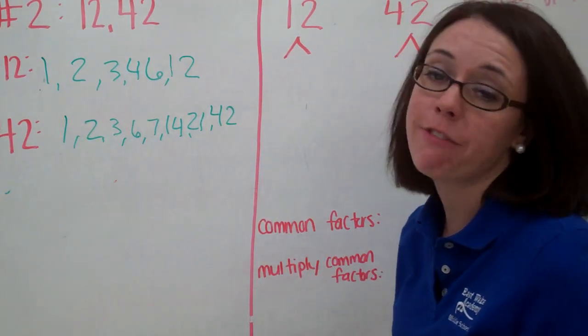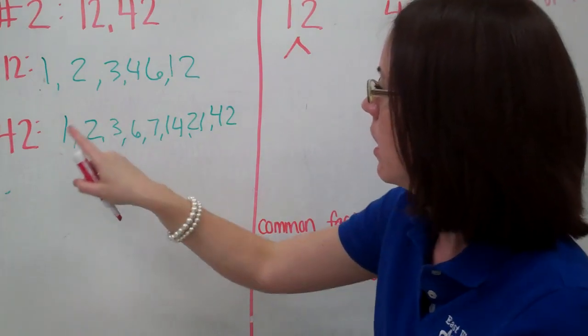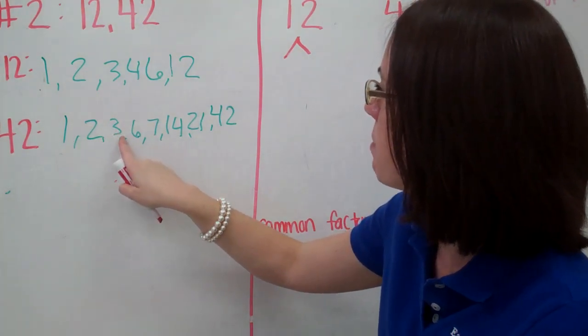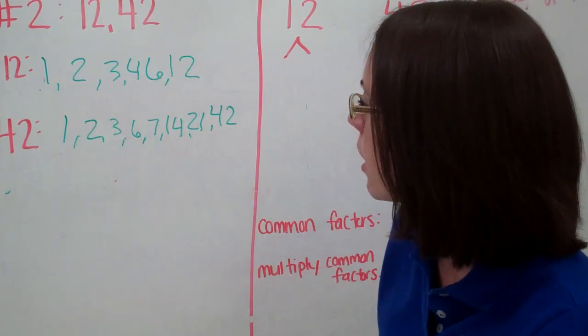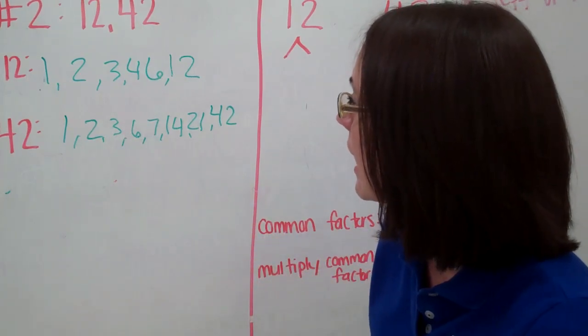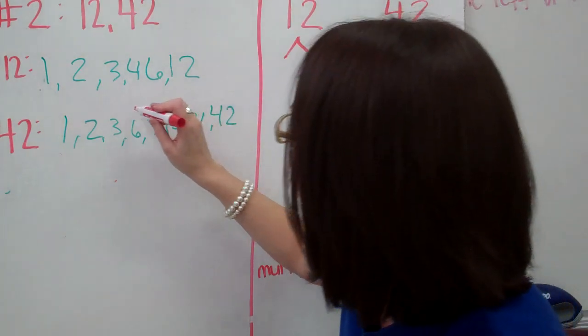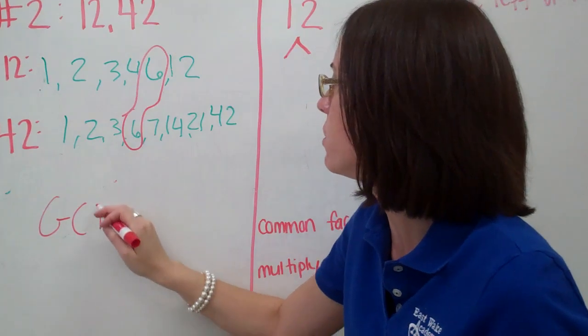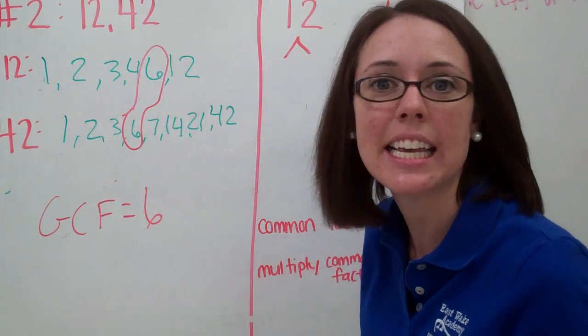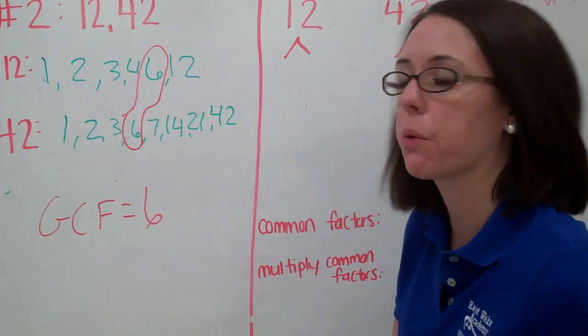What is the biggest factor that they both have in common? Not 2, they both have 3. Looks like the biggest number that 42 and 12 have in common is 6. So the GCF of those two numbers is 6. Let's prove it using our other way.